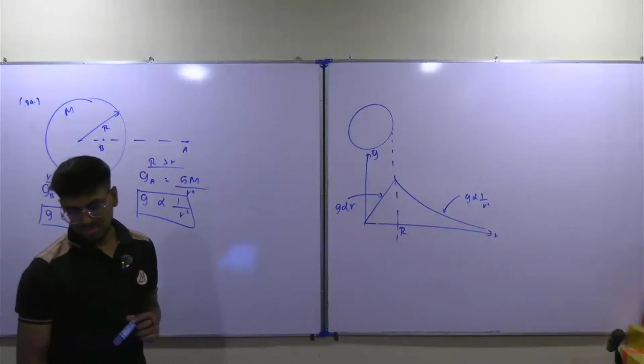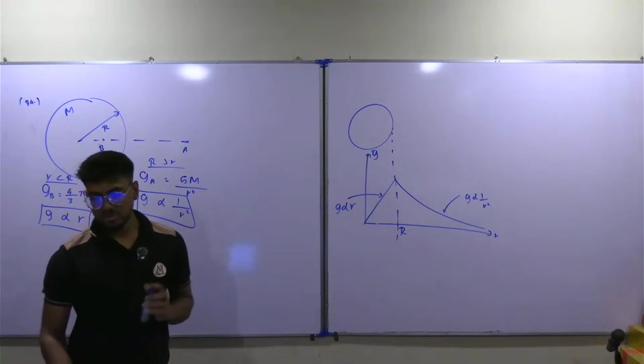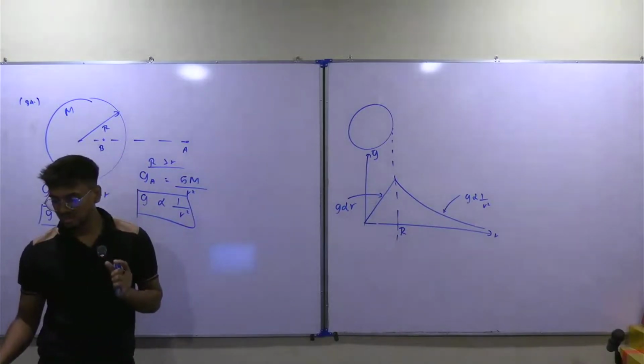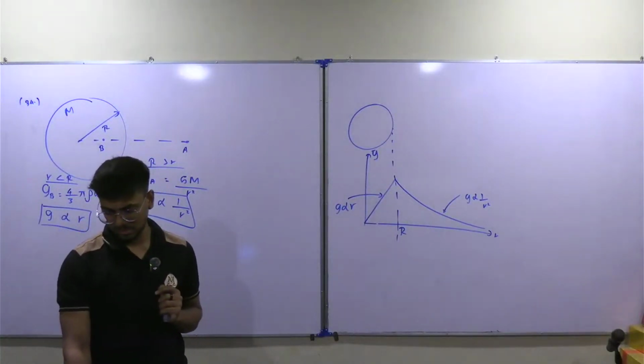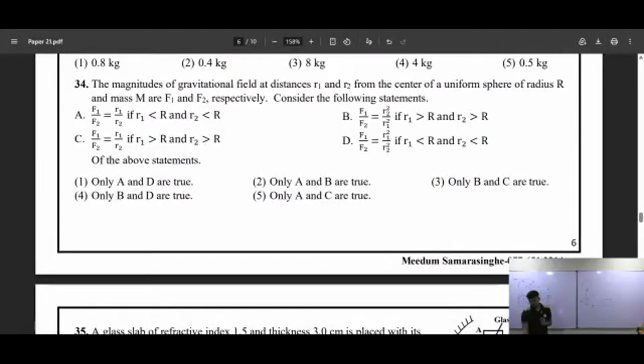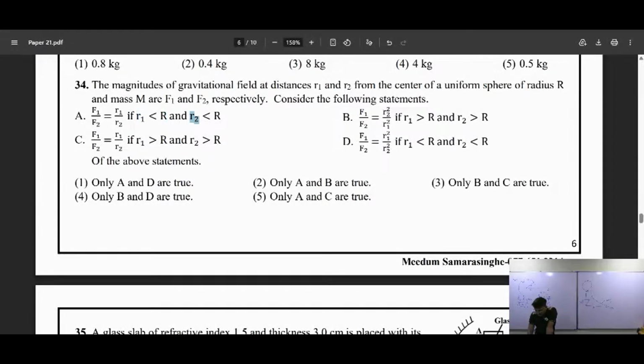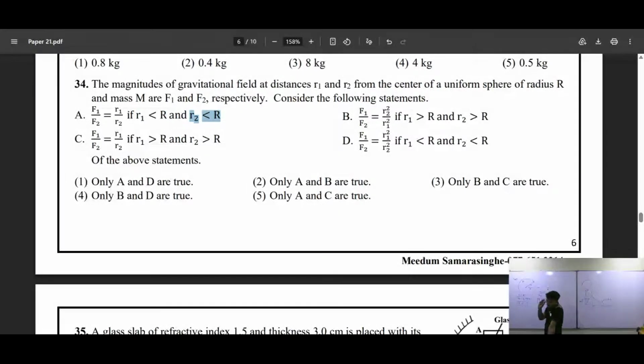Now this is the question. The magnitude of the gravitational field at distances r1 and r2. If r1 is less than r2, which is lesser than R, that means the points are inside the sphere. So the gravitational acceleration is directly proportional to the radius. So F1 is directly proportional to r1, F2 is directly proportional to r2. When you divide, you will get this answer. So statement A is correct.